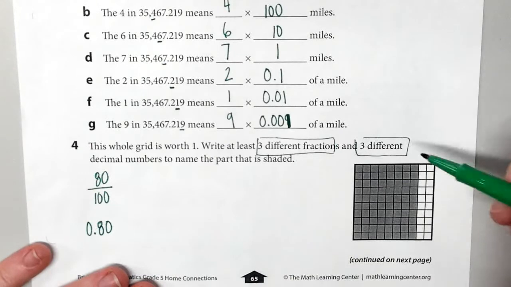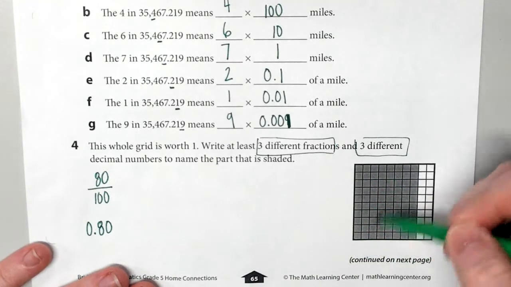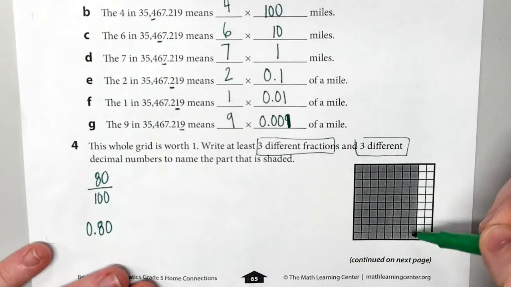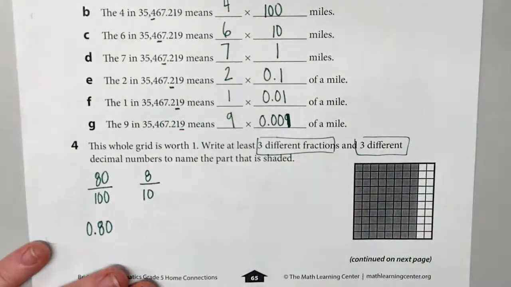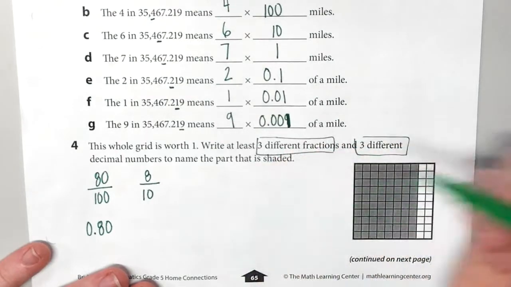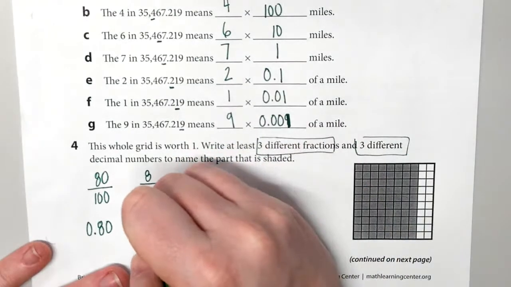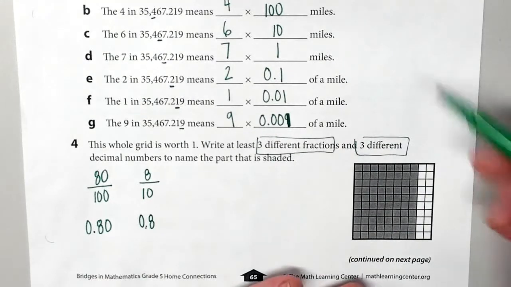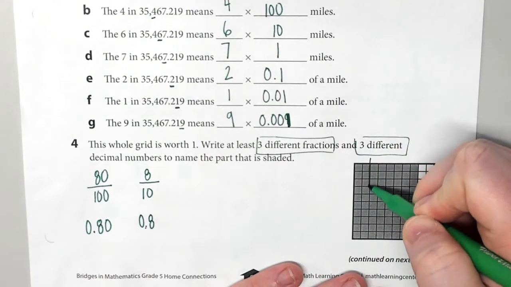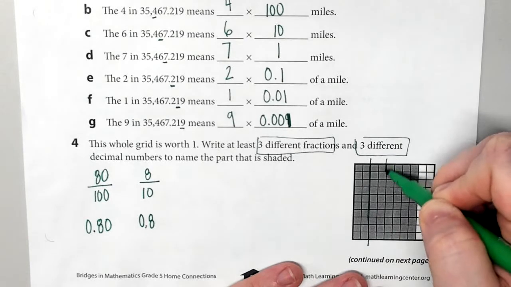0.80. Okay. All right. How many strips are shaded in, or how many groups of 10? 8 tenths. 8 out of 10 are shaded in. And how would I write that as a decimal? 0.8. Good. Now, another common way we did a while back is we kind of divided it like this when we were thinking of money.